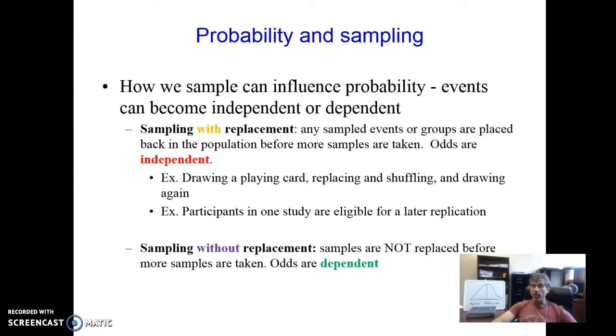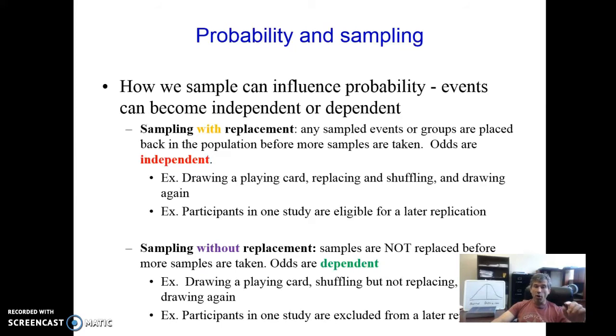The other approach is sampling without replacement. Let's say that I do not want my first sample to be eligible to be in my second study, my follow-up. Samples are not replaced at all before more samples are taken. This means people or M&Ms or cards that are in your initial sample are ineligible to be drawn into your second sample. This changes their odds.